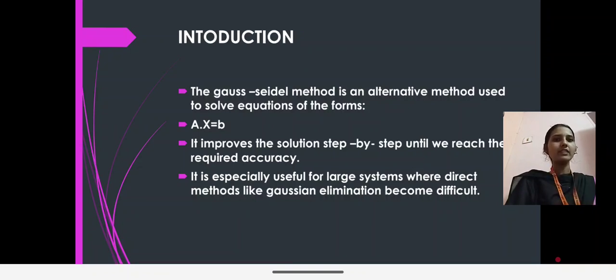Introduction. The Gauss Seidel method is an alternative method used to solve equations of the form Ax = b. It improves the solutions step by step until we reach the required accuracy. It is especially useful for large systems where direct methods like Gauss elimination become difficult.